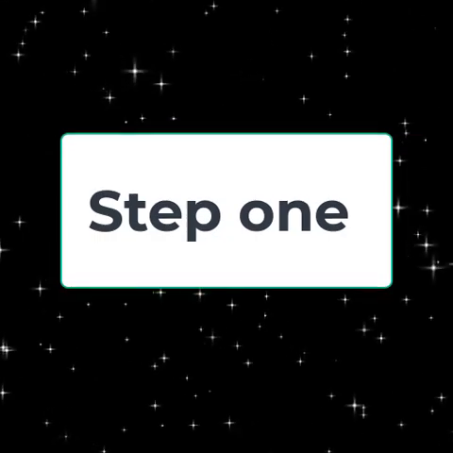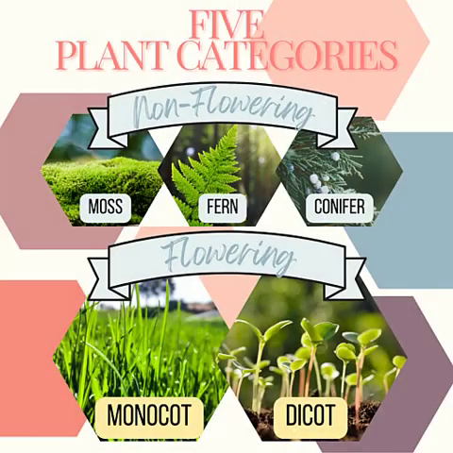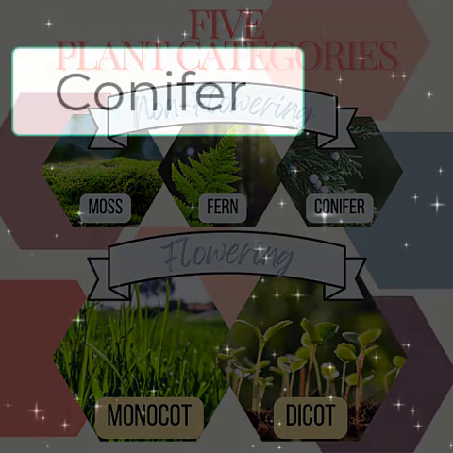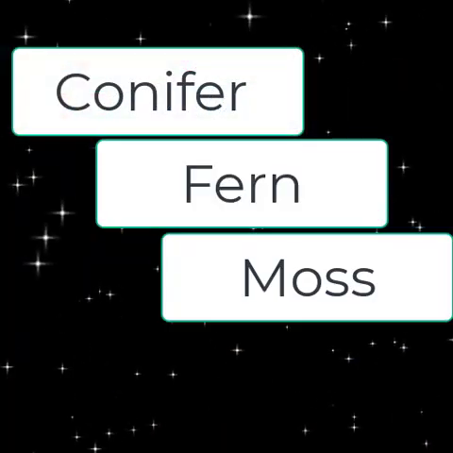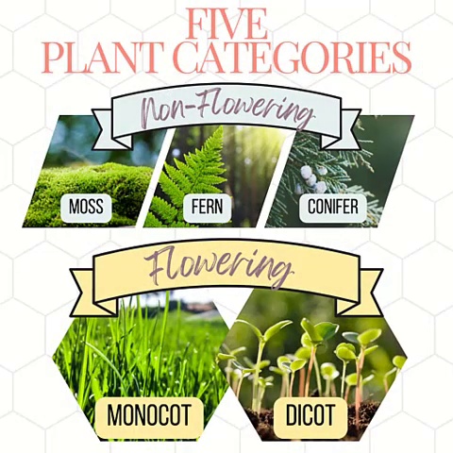Step 1. Determine if it's a flowering plant by asking the following question. Is it a conifer, a fern, or a moss? If it's one of these, it is not a flowering plant, and you're done. These are all categories of their own, our first 3 categories.